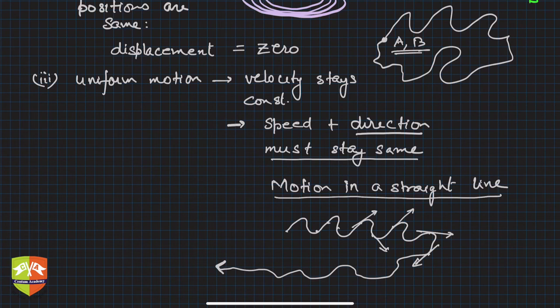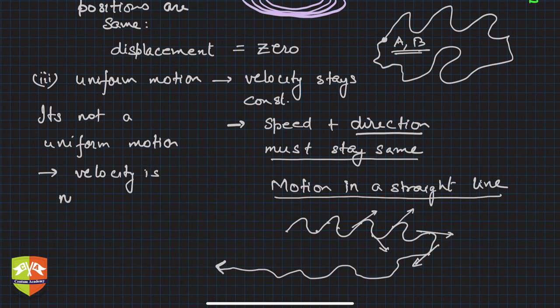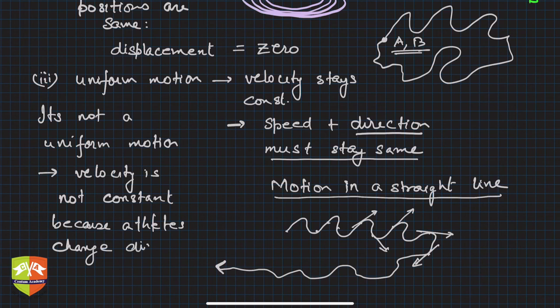So velocity doesn't stay constant by virtue of what? Changing direction. So we can write, it's not a case of uniform motion, and the reason is velocity is not constant. And why is it not constant? Because athletes change direction while running, isn't it? While running, then only they are coming back to the same old or initial point. Hence, not a uniform velocity, right?